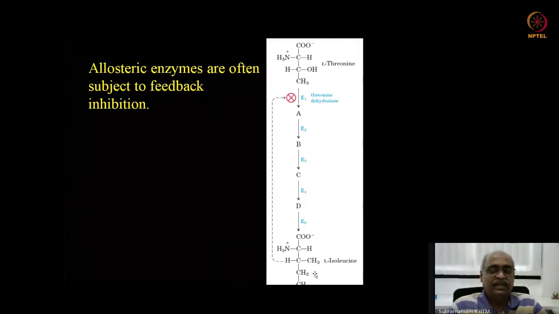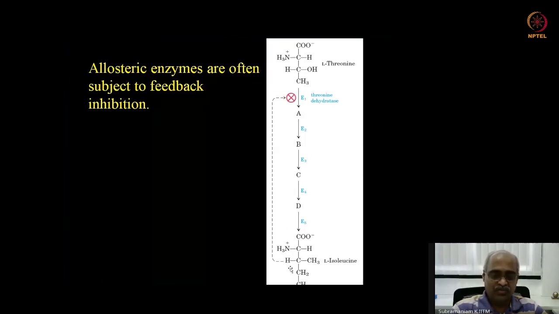So the cell need not make isoleucine using its reserve threonine. When you have a lot of isoleucine, then this entire step can be inhibited. Usually the first step, it makes sense. Why make A if you are not going to use A to make B to C to D to isoleucine? So you stop here itself, close the tap at the very first step.